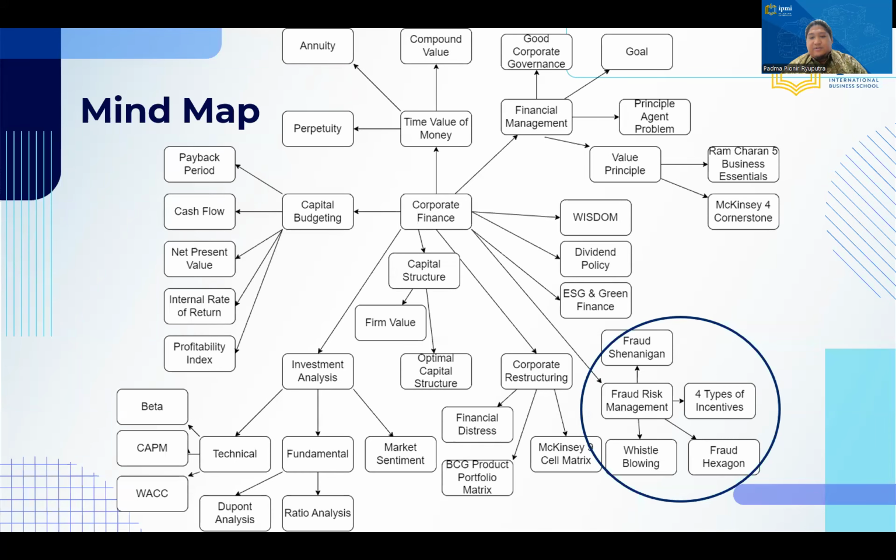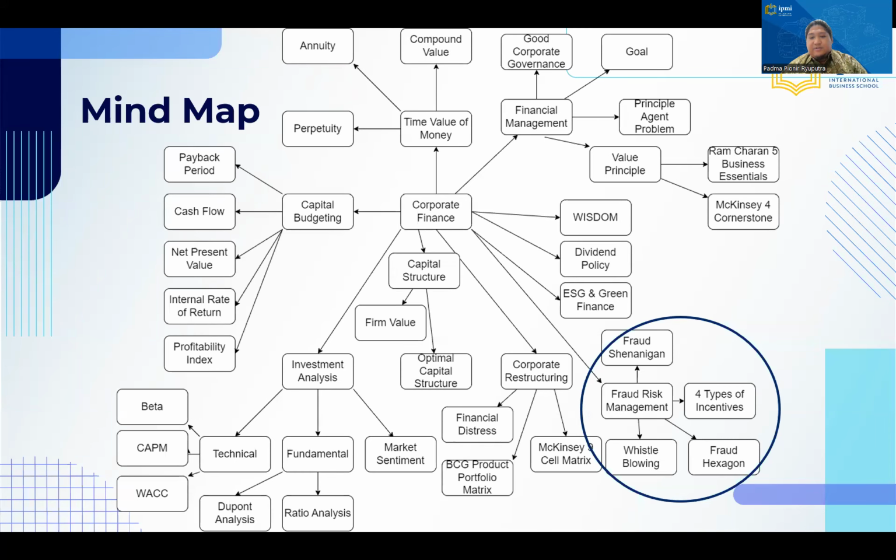Next is the fraud hexagon. The fraud hexagon expands on the traditional fraud triangle, which is mainly about pressure, opportunity, and rationalization, by adding three more elements: capability, collusion, and corporate governance weakness. This model provides a more comprehensive framework for understanding the complexities of fraud. Lastly, the whistleblowing policy is a mechanism to encourage employees to report fraudulent activities without fear of retaliation. Effective whistleblower policies and protections are integral to uncovering fraud early and mitigating its impacts.